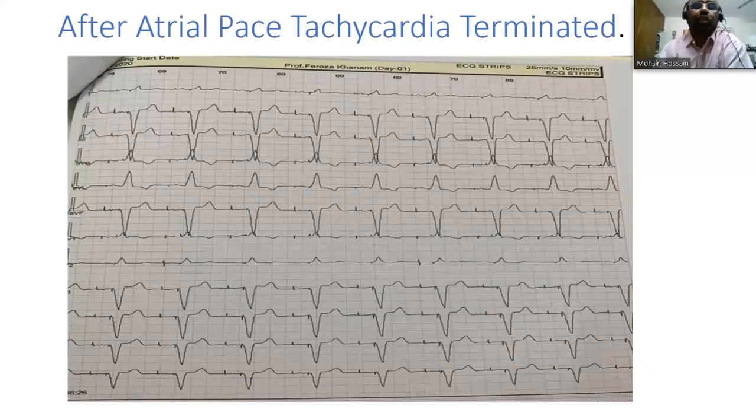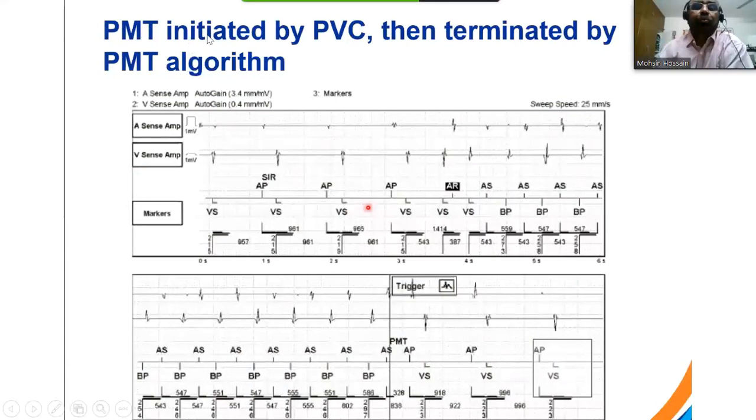Pacemaker mediated tachycardia initiated by the PVC and then terminated by the PMT algorithm. A lot of algorithms are there. I will show you later, mainly the post-ventricular atrial refractory period is the algorithm that can terminate the tachycardia. Here you can see the ventricular sense. This is the atrial channel, this is the ventricular channel: A sense, V pace, A sense, V sense, A pace, V sense. And here you can see there is retrograde conduction. So the endless loop PMT is going on, and the PMT is terminated by the algorithm.